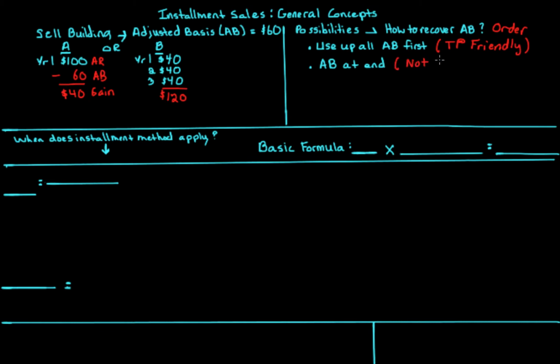Because again, in general, the seller would prefer to defer gain as long as possible, all the way to year 3 or year 2, and not recognize any gain in year 1 if possible. So that's not taxpayer-friendly.